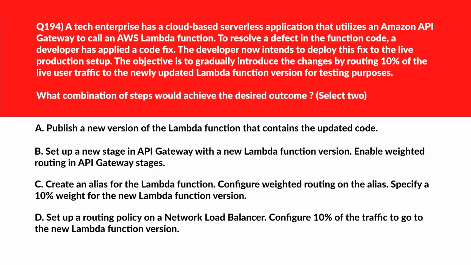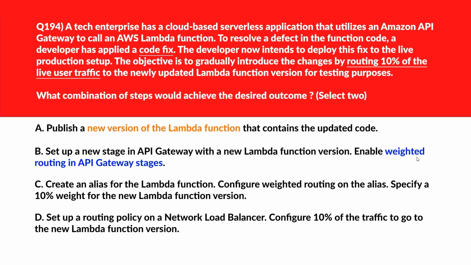Let's bring the heat to the snow. We've got to select two correct answers. Let's first look at option A. A says publish a new version of the Lambda function which contains the updated code. A new Lambda function version is required to apply code updates and facilitate traffic routing through aliases. Let's keep it. Now let's move to option B.